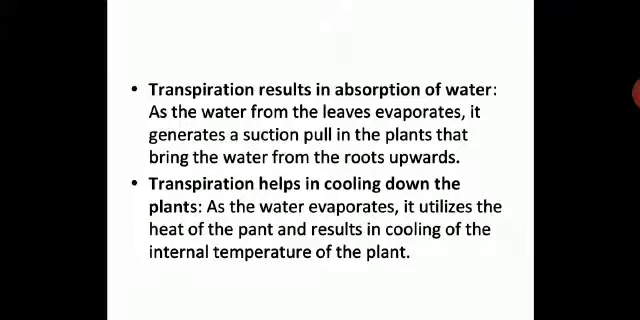Transpiration results in the absorption of water. As the water from the leaf evaporates, it generates a suction pull in the plant that brings the water from the roots upward. So what happens when there's transpiration? It also helps in the absorption, because there's a difference in the water level, which creates a pull for water, or suction pull. There's a difference in the water content in the parts of the plant because of transpiration, so that creates a suction pull, so that water is evenly distributed in the entire body of the plant.